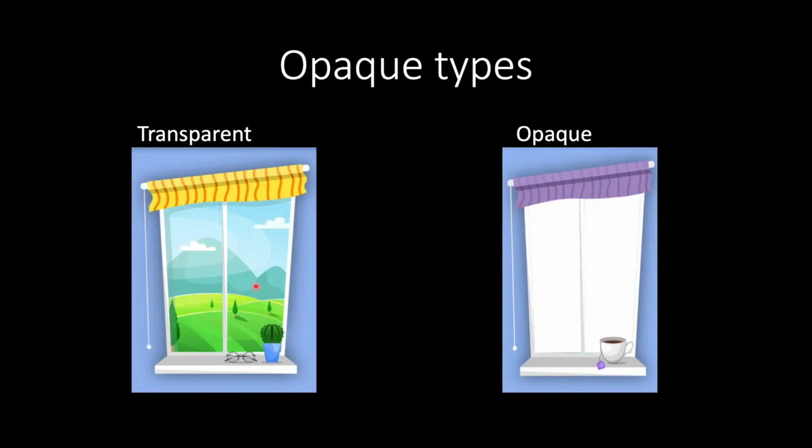So firstly, what actually is opaque? Opaque means something you cannot see through, and transparent means something you can see through. Now let's learn a bit from a practical example. So let's start.